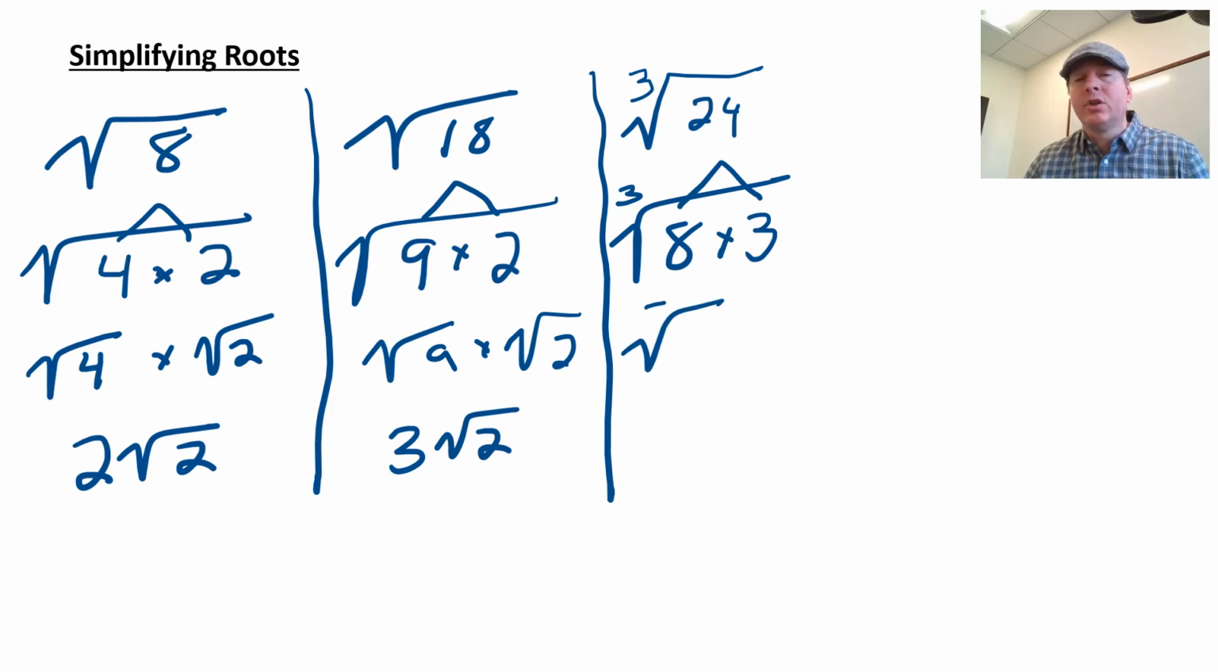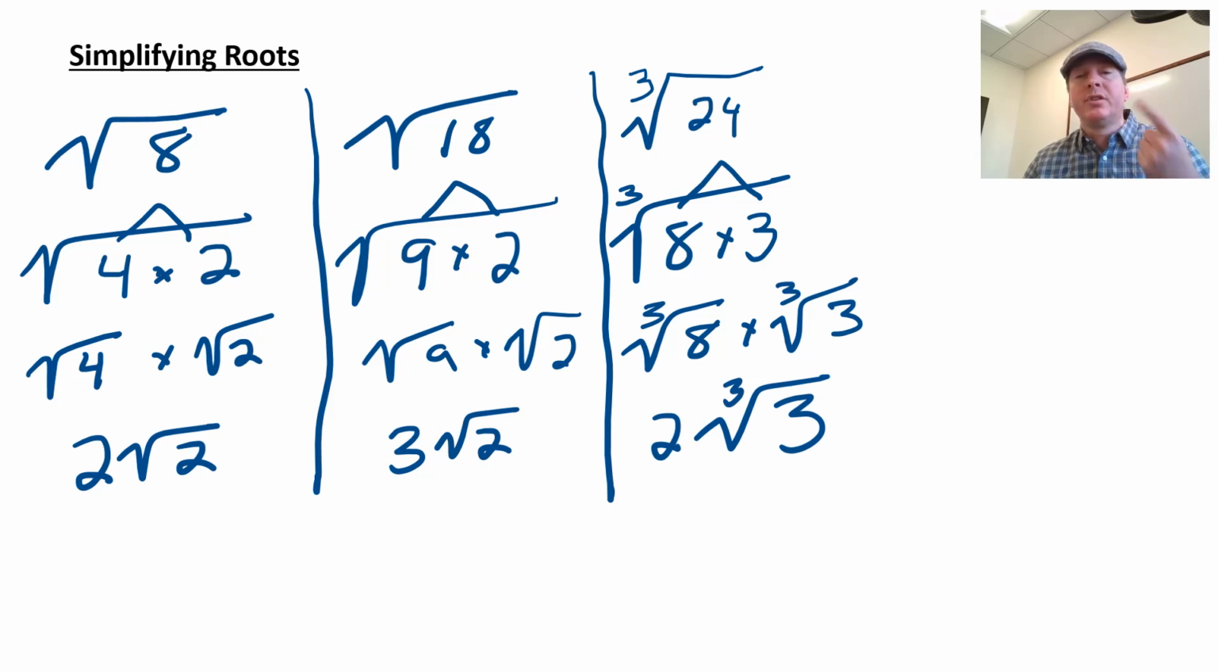Well, that's the same as what? The cube root of 8 times the cube root of 3. The cube root of 8 is 2. The cube root of 3 is the cube root of 3. So the cube root of 24 can be rewritten as 2 times the cube root of 3. And one last example here. Let me do a little erasing.